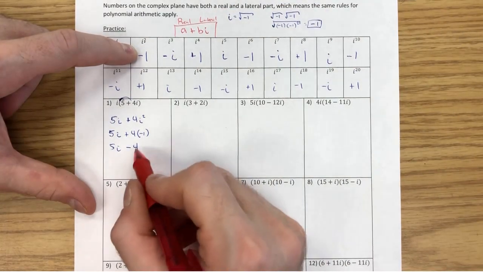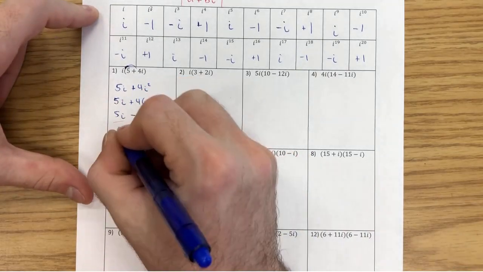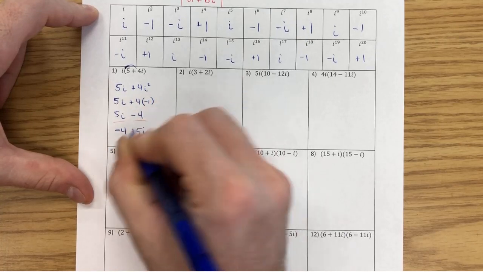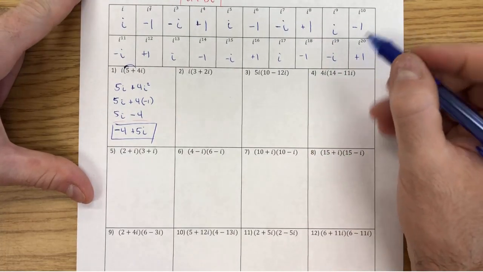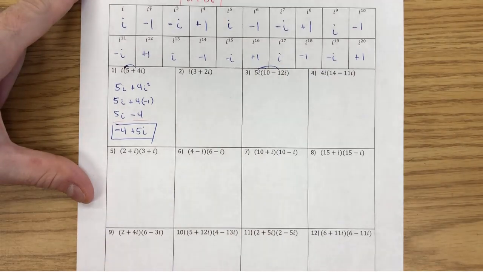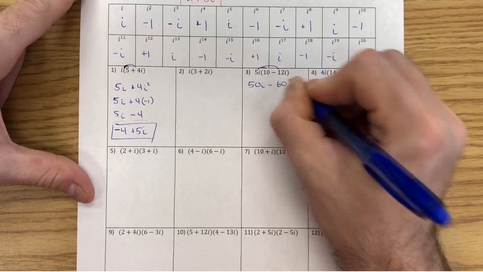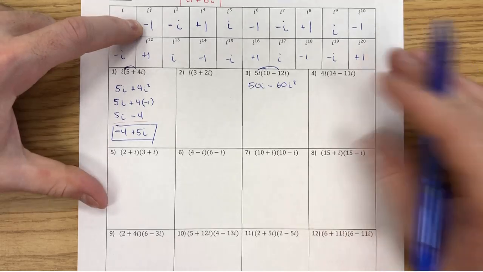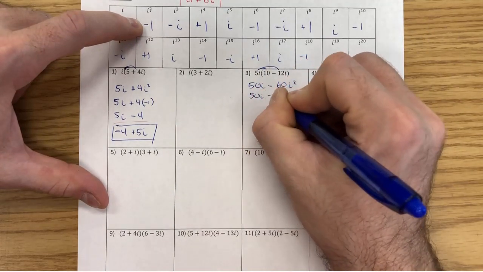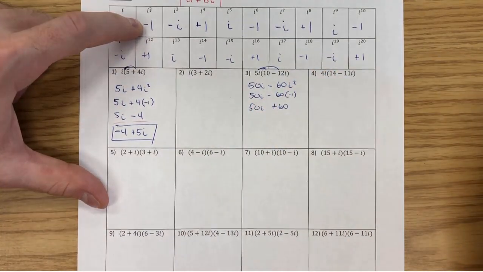So I'm going to say, okay, my real one is negative 4. My imaginary one is 5. So I'm going to say negative 4 plus 5i. There we go. So for number 3, I'm going to do the exact same process. I'm going to distribute my 5i to both these terms. And I'm going to get a 50i minus 60i squared. I know i squared is negative 1. So I'm going to get 50i minus 60 times negative 1, which is just 50i plus 60.